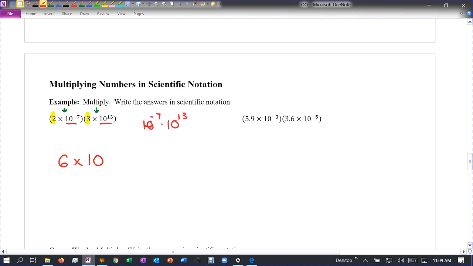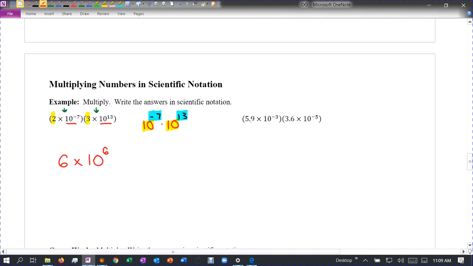If they have the same base and they're multiplying, all we do is add those exponents together, right? So what's negative 7 plus 13? That's going to give you 6. So this is going to be 6 times 10 to the 6th. And of course we could convert that to standard form, but we're going to leave it in scientific notation.